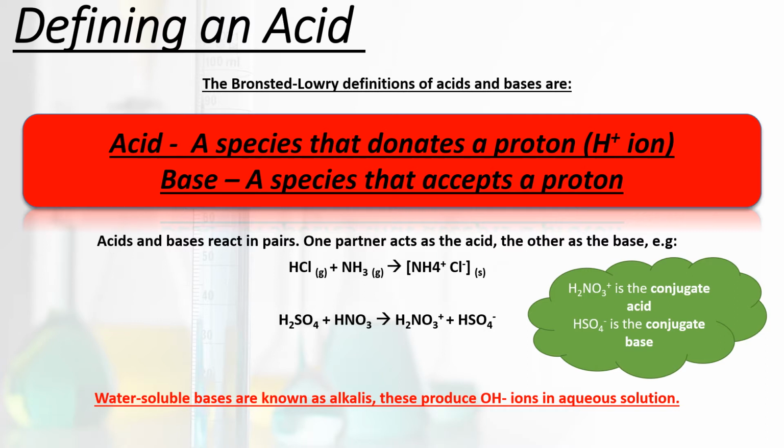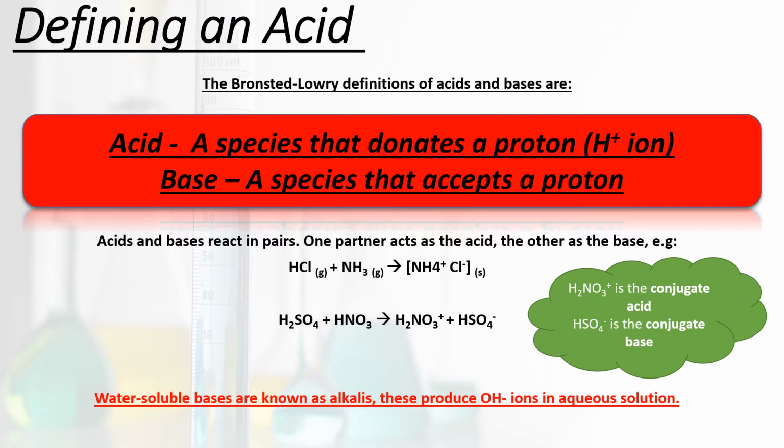Similarly, if we took sulfuric acid and nitric acid, species that we naturally think of as being acids, if we react them together, one acts as an acid, one acts as a base. The sulfuric acid is a slightly stronger acid than the nitric acid, and so the sulfuric acid donates a proton to the nitric acid, which is acting here as a base and accepts that proton. And so we end up forming the H2NO3+ ion and the HSO4- ion.